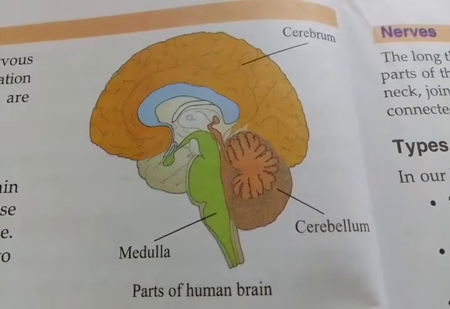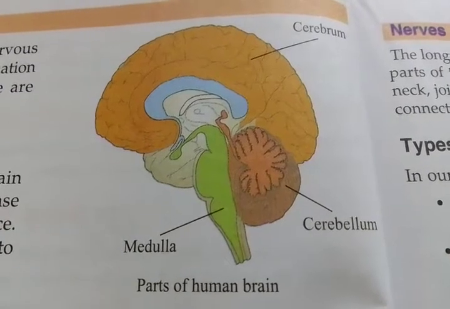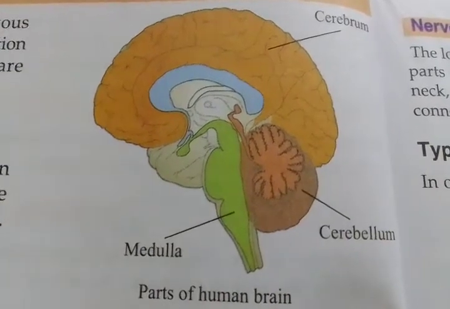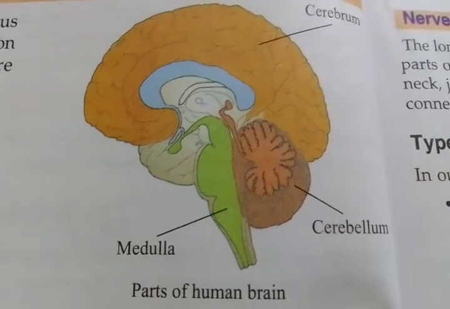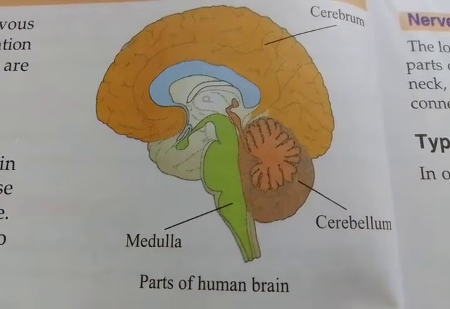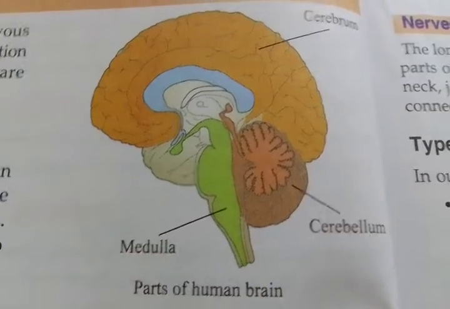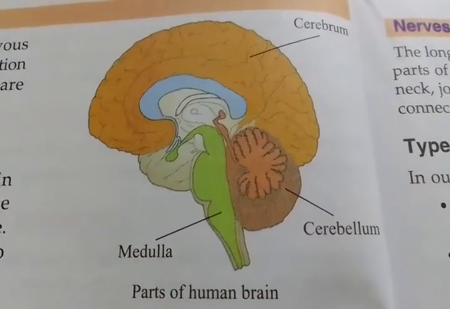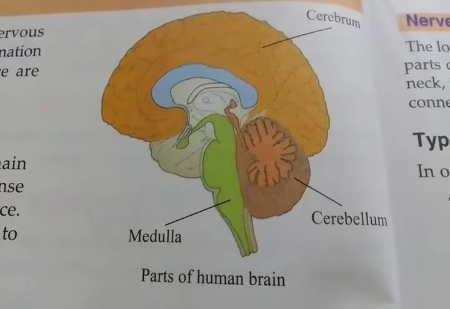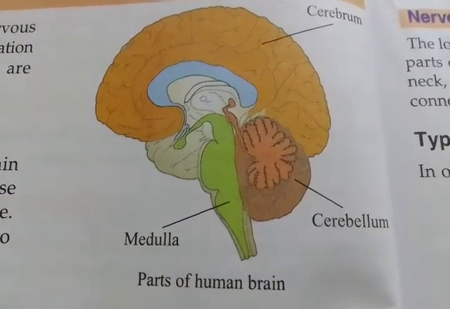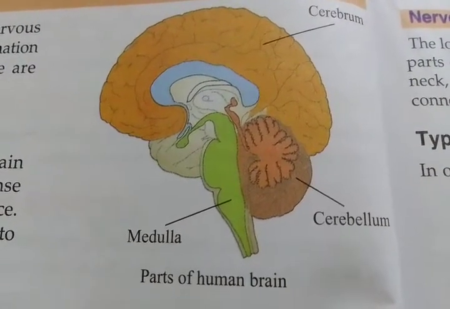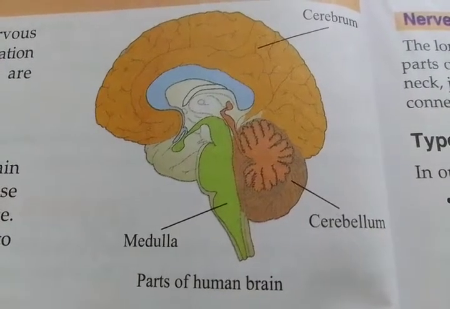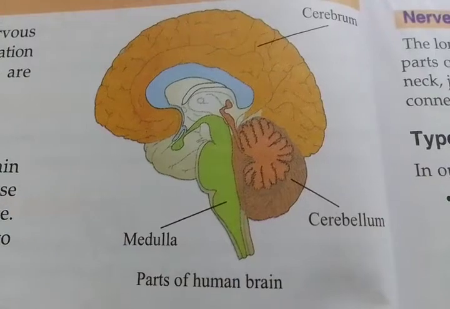Cerebrum is the largest and the main part of the brain, which controls our sense organs and is the center of intelligence. And cerebellum is an egg-shaped structure situated below the cerebrum. It enables the muscles' coordination and the balance of our body. Next is medulla. Medulla is also called the brain stem. The medulla is a stem-shaped structure which lies at the bottom of the brain. You can see in this picture. It controls and coordinates the movement of the involuntary muscles like breathing, heartbeat, etc.